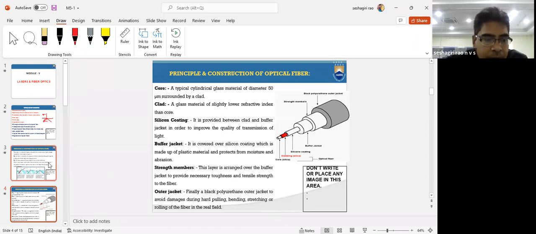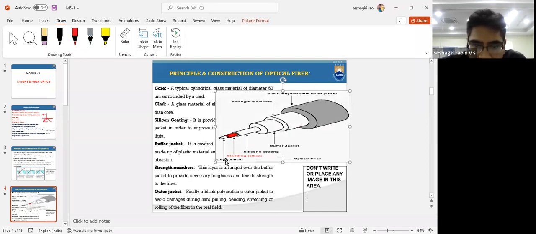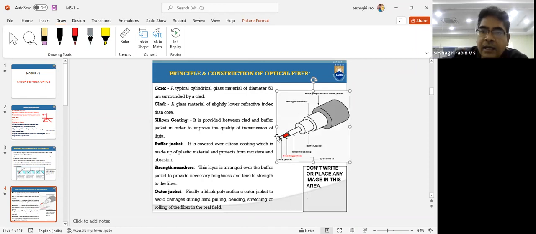So what is a core? This is your core part. Can you see here? This is your core. The very front part is the core. It is typically a cylindrical glass material of diameter 50 micrometers surrounded by cladding. Cladding, you can see there the red part is nothing but the cladding.